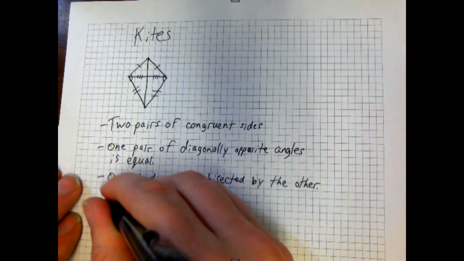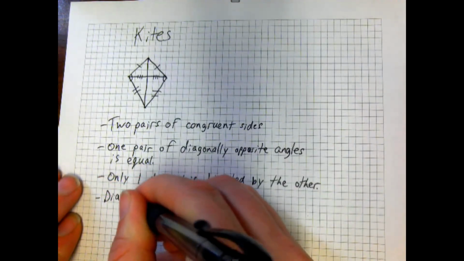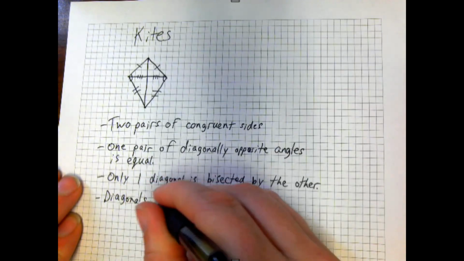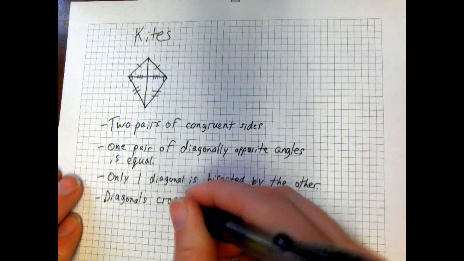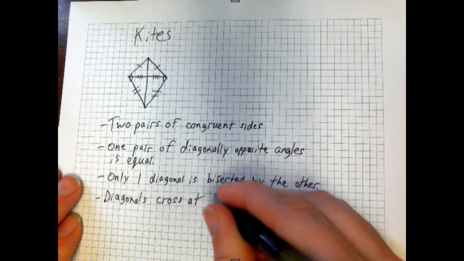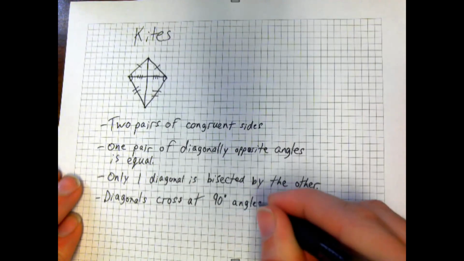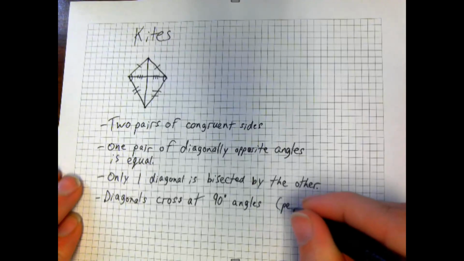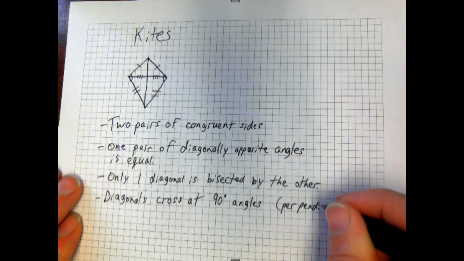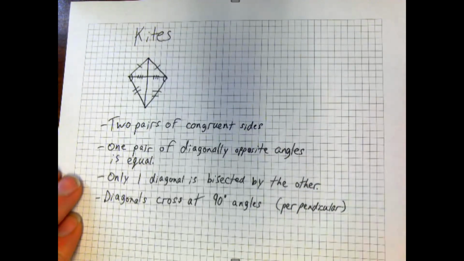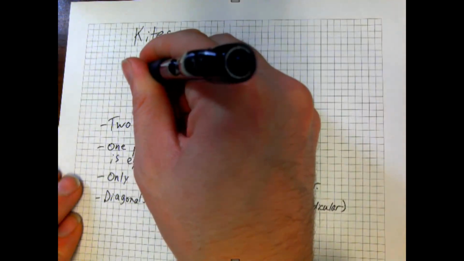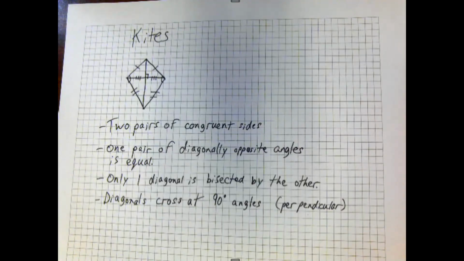But finally, the diagonals do cross at 90-degree angles, so they are perpendicular. So these cross at right angles. And that's it for kites. So this is all that you need to know about quadrilaterals to do your Alex's and also to complete your Get to Know a Quadrilateral project.